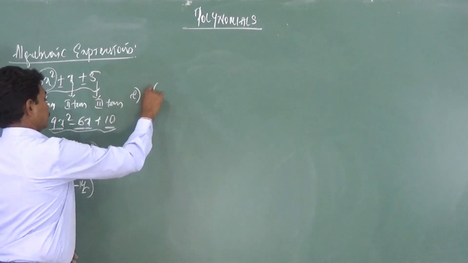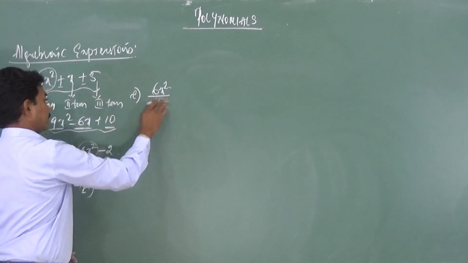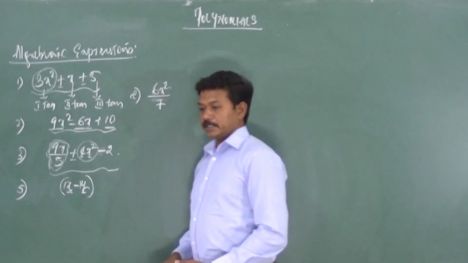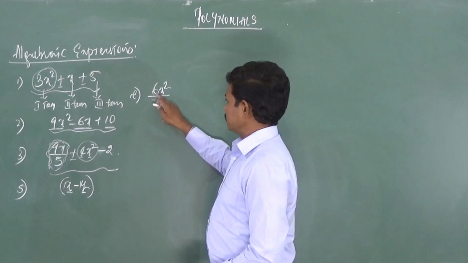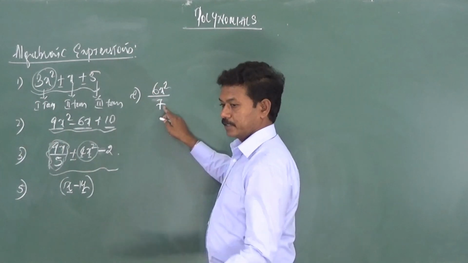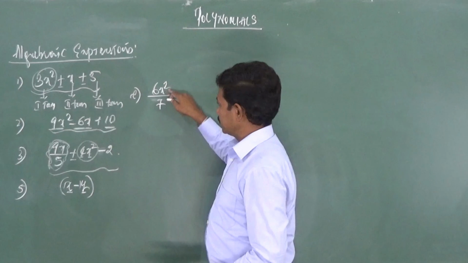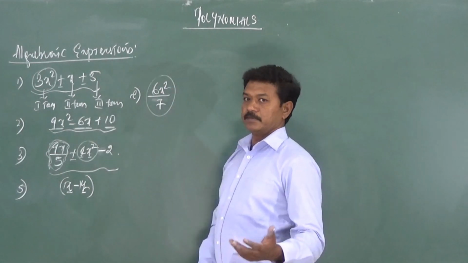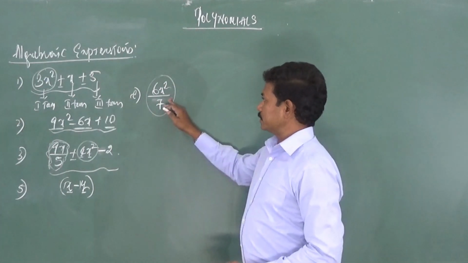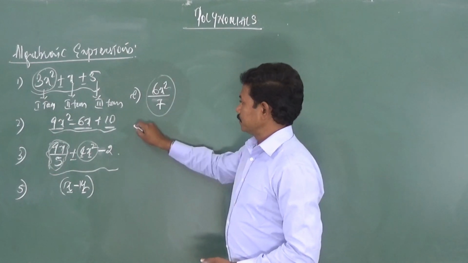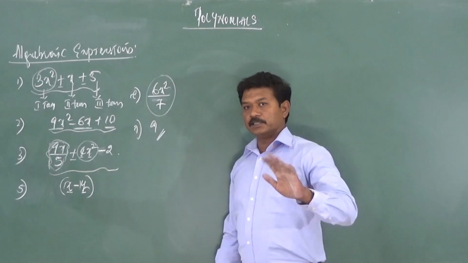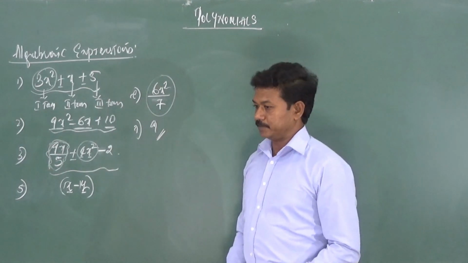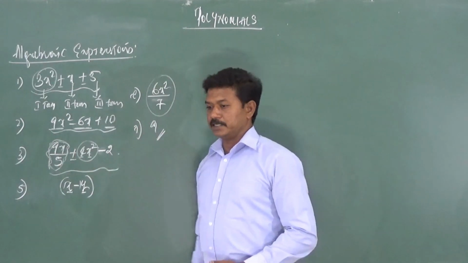6x square by 7 is also an algebraic expression because, taken together, it's a single term. 6x square is not different, 7 is not different. When a term gets divided by another term, we have to consider the entire thing as a single term. So this is an algebraic expression, right? Then we go with another one. I write just 9 and keep quiet. So this is also an algebraic expression. These are all examples of algebraic expressions.